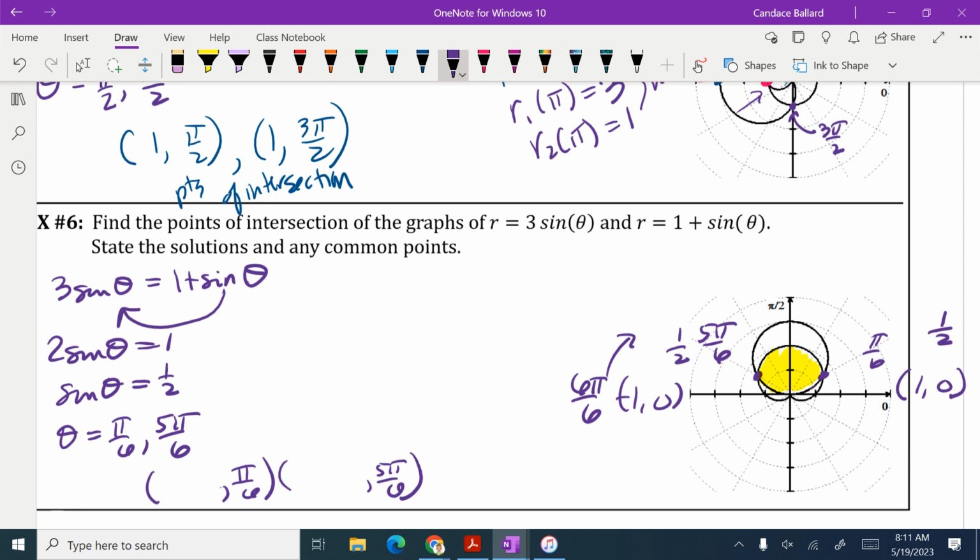So what's this thing right here? Where does it look like it's crossing? It looks kind of like 0, 0, right? And we just calculated that it's not one of the intersection points, so that would mean that we have a common point at 0, 0.